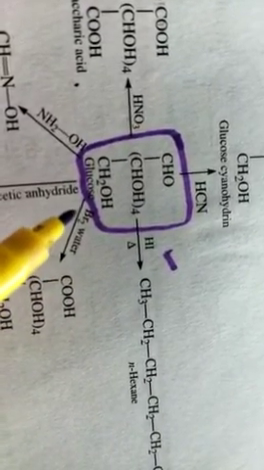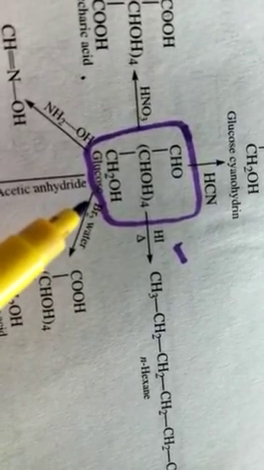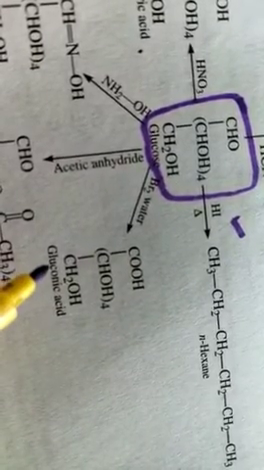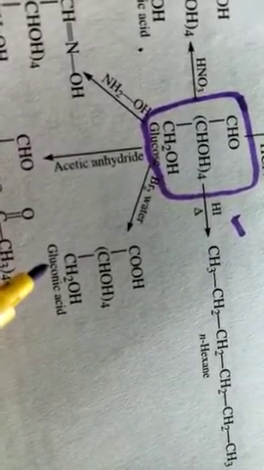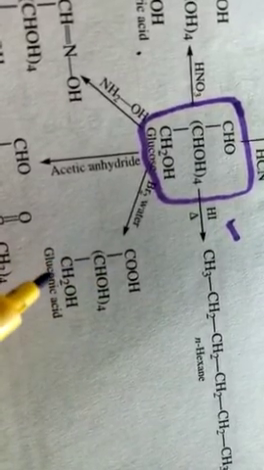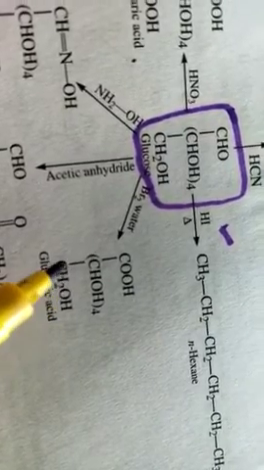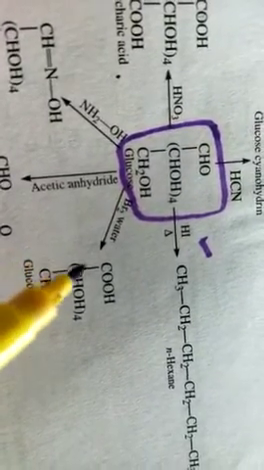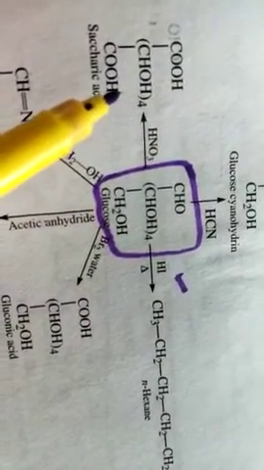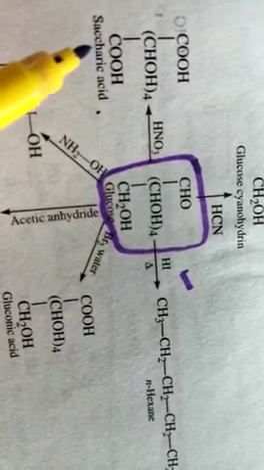When it reacts with bromine water, when glucose reacts with bromine water, it forms gluconic acid. This is gluconic acid. And when it reacts with nitric acid, it forms saccharic acid.